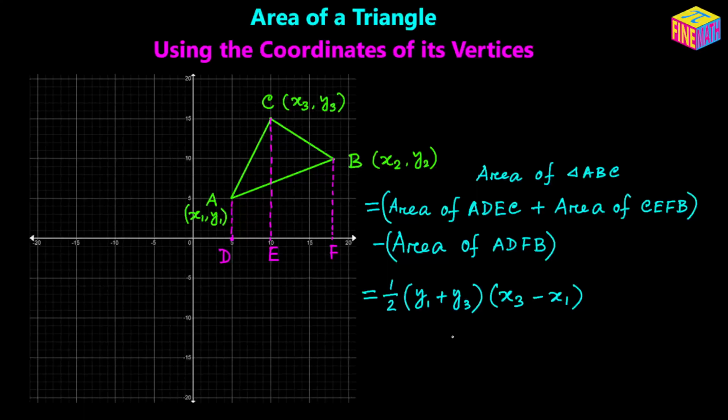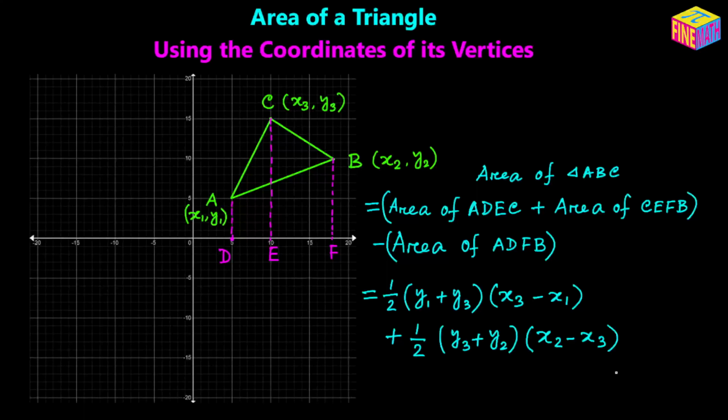And then with that we are also going to add the area of the second trapezium, which is CEFB. So let's see what the area of this trapezium is. There again it would be half times the sum of the two parallel sides, which are y sub 3 plus y sub 2, times the distance between the two parallel sides, that would be EF, and EF is x sub 2 minus x sub 3. Alright, so far we have calculated the area of the first two trapeziums.